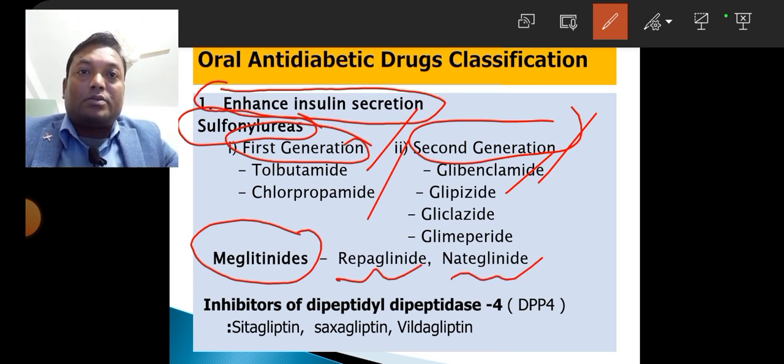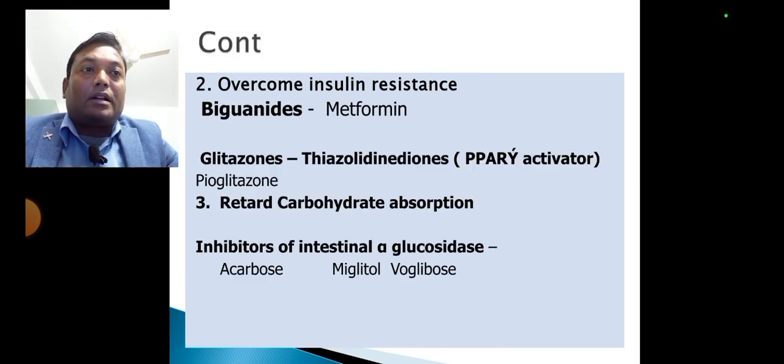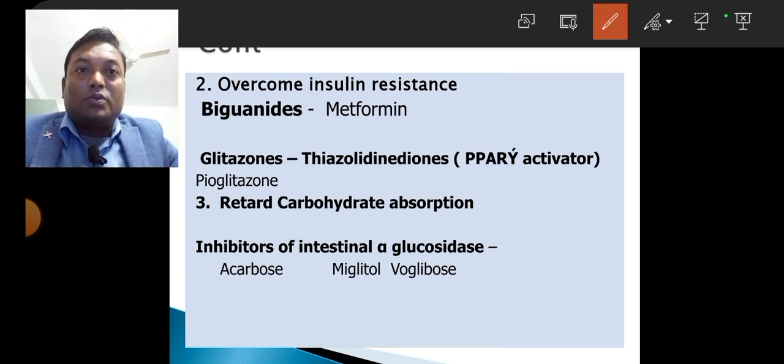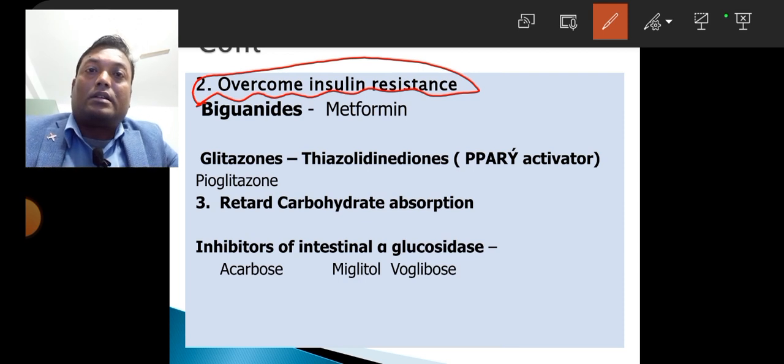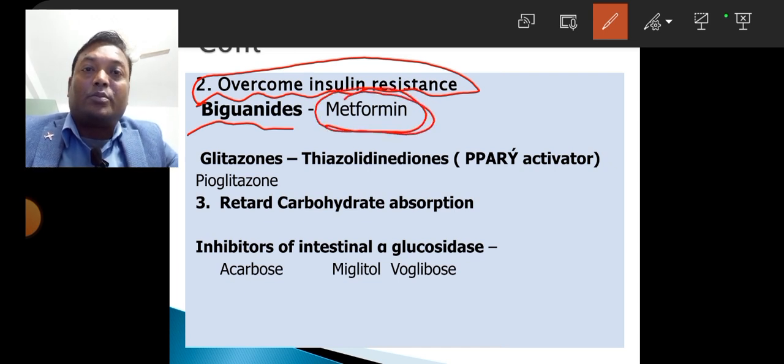Another important group which is given orally and enhances insulin secretion is the inhibitors of dipeptidyl peptidase 4, that is DPP4 inhibitors: sitagliptin, saxagliptin, vildagliptin, linagliptin. Another group is those drugs which overcome insulin resistance. Those oral anti-diabetic drugs which help to overcome insulin resistance are the biguanides, metformin, and metformin is a very important drug for the treatment of type 2 diabetes mellitus.